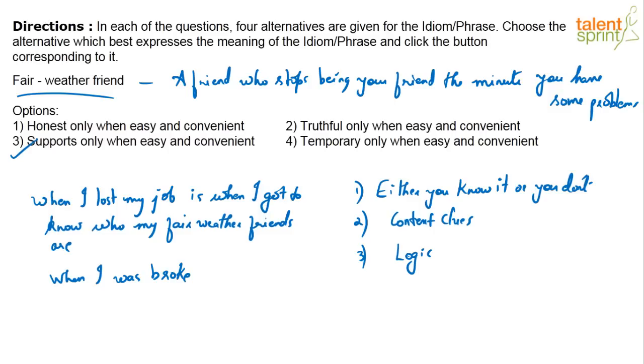Option 3. So, like I said, for a question like this, either you know the answer or you don't know the answer. So, don't waste a lot of time on this. But let's look at if we can apply context clues and logic. If you look at the options, everything has only when easy and convenient. So, the only differentiator is truthful, temporary, supports and honest. In the context, a fair weather friend will support you when it is easy and convenient for them. So, it's option 3 actually. There are lots of idioms and phrases like this where either you know the answer or you don't know the answer.